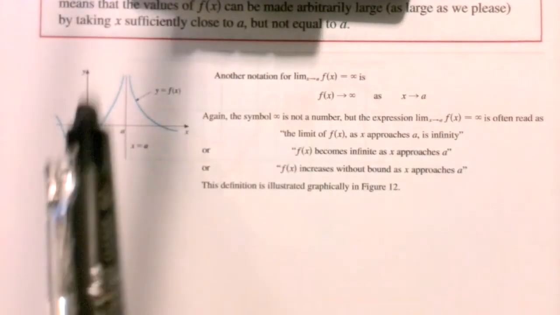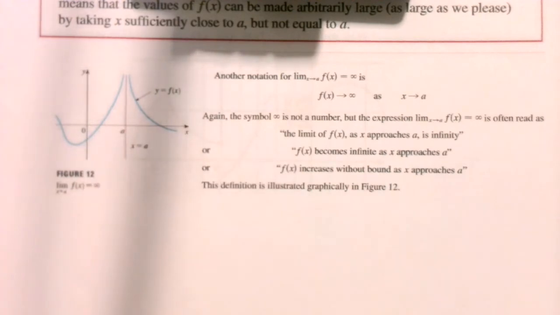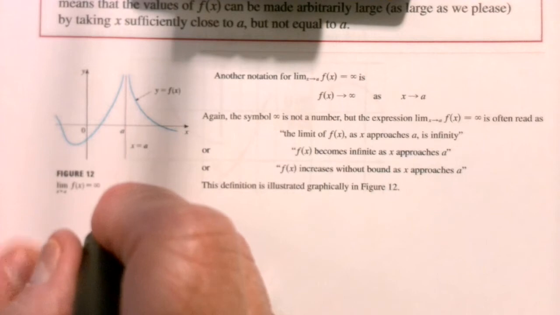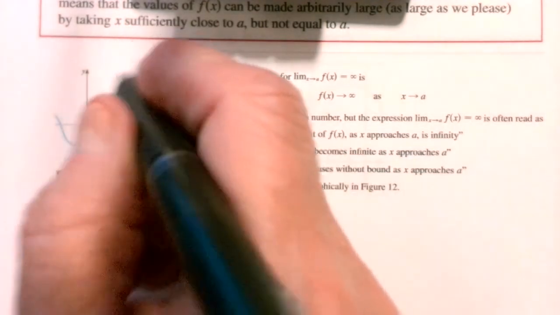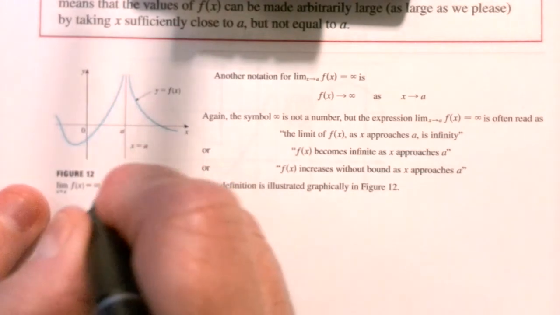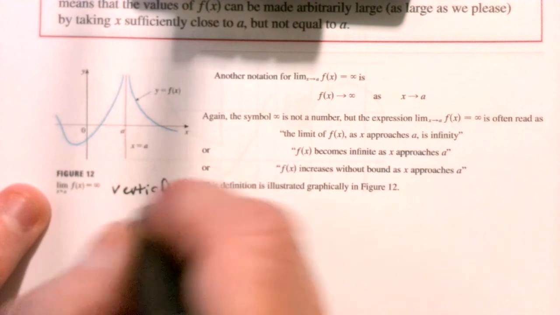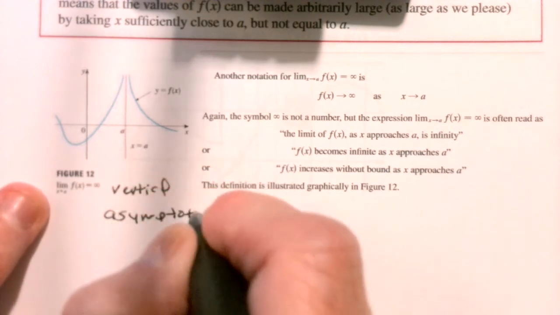So in this graph, we see there's a vertical asymptote right here. Usually when the function is going to infinity, not always, but when it's not defined and it's going to infinity, it's usually a vertical asymptote. So there's a vertical asymptote, and that, of course, means the function's not defined there.